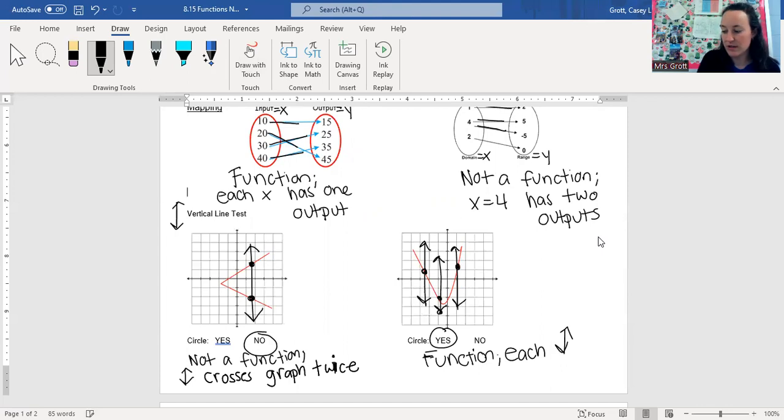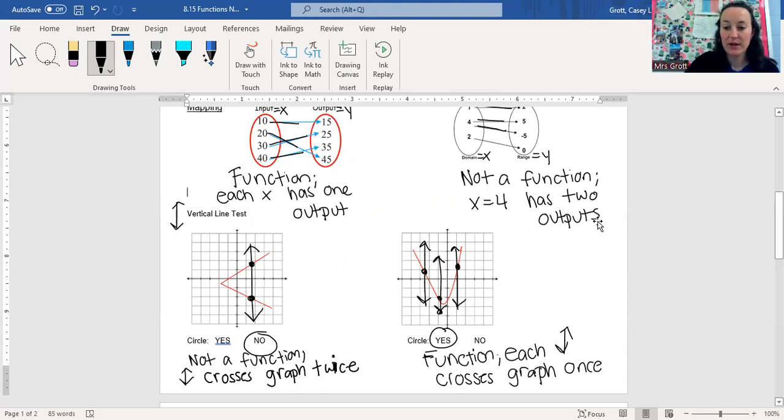Each vertical line crosses the graph only one time. Okay, crossing once versus here we're crossing twice in the first graph.